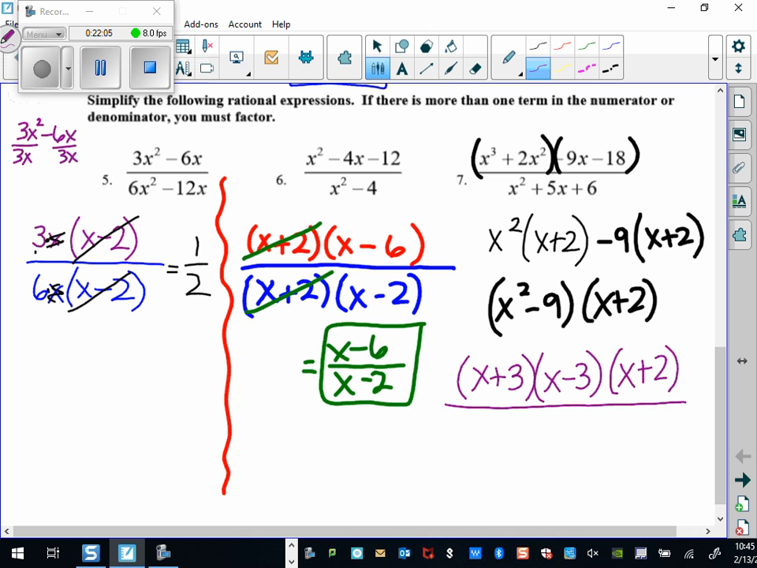X minus 2, x plus 6. X minus 2, x plus 6. No. Because negative 2 times 6 would give me a negative 12. Yeah, I said negative 1 because that's 5. Yeah, but negative 1 times 6 would give me negative 6. Negative 1 and negative 2. X plus 2. X plus 3. X plus 3. You guys, so that's something kids do a lot. They make those kinds of mistakes.